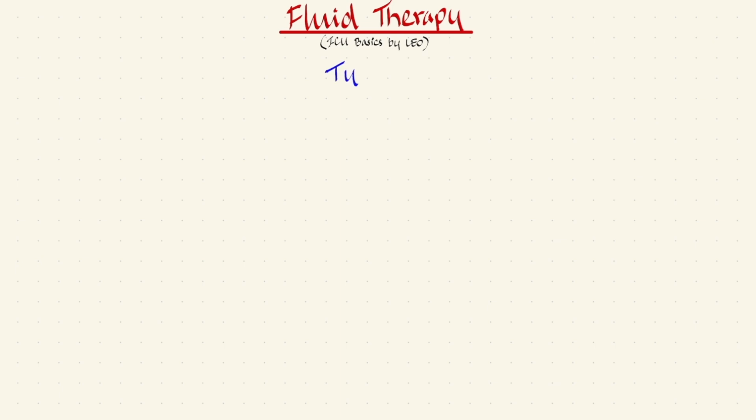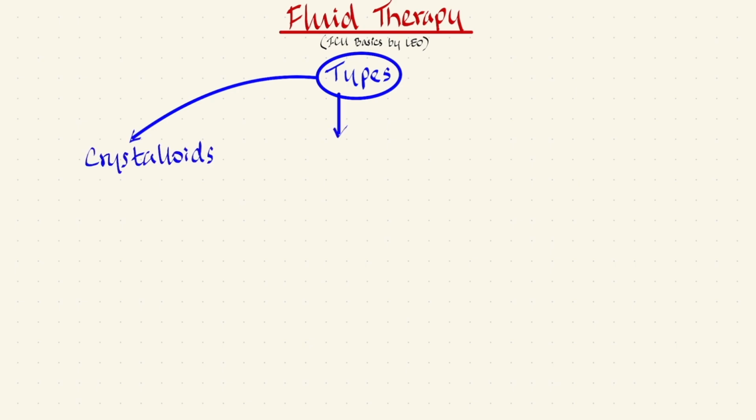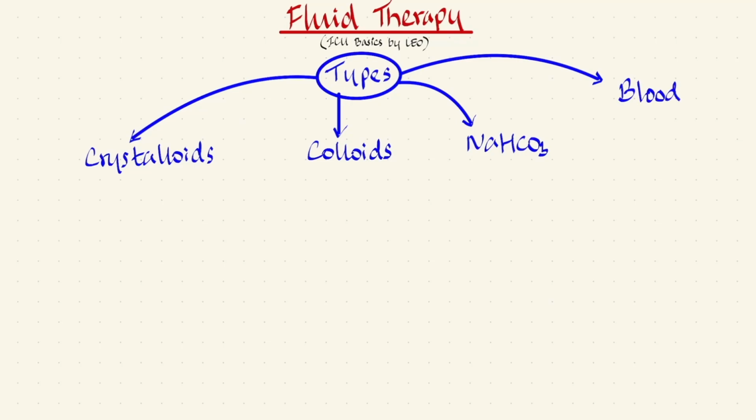The types of fluid which we could provide are crystalloids, colloids, sodium bicarb, and technically blood as well. In this video, I will not discuss blood and blood products. That topic is for another video.